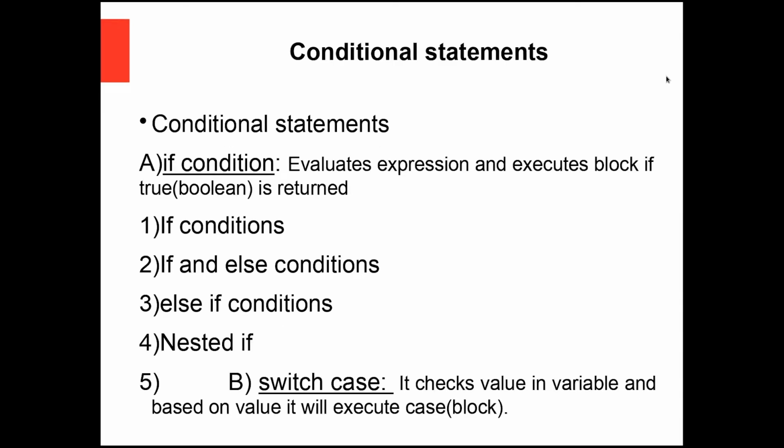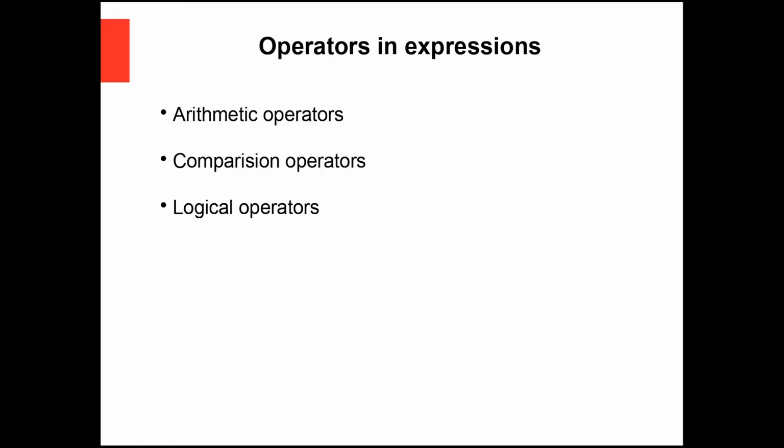Conditional statements. In Java, we have two types of conditional statements, the if condition and the switch case. The if condition evaluates an expression and executes a block if true is returned, basically some boolean value. And we have four types of if condition: if condition, with else, else if condition, and nested if. Switch case evaluates a value from a variable, and based on that value it will execute a block. We will learn about them and understand this concept better in our example today.